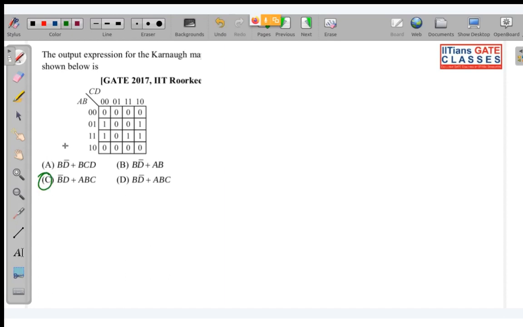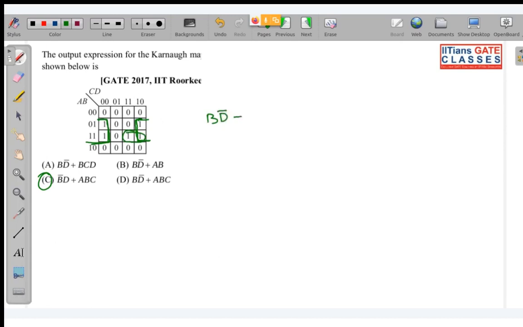Shubham is saying C. So if you want to group the ones, one of the groups I can see is this group of 4. Okay, this is one group of 4. One more group I can make. So if I start writing, this group of 4 has what common? B equal to 1 is common, and from CD what is common? D equal to 0 is common.